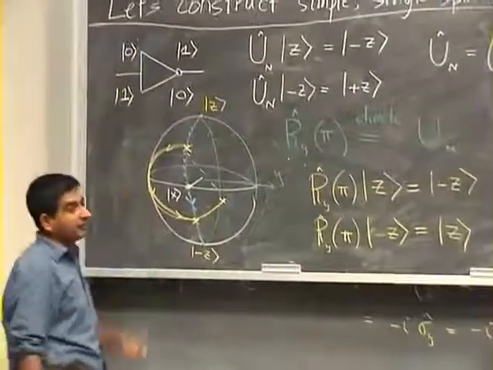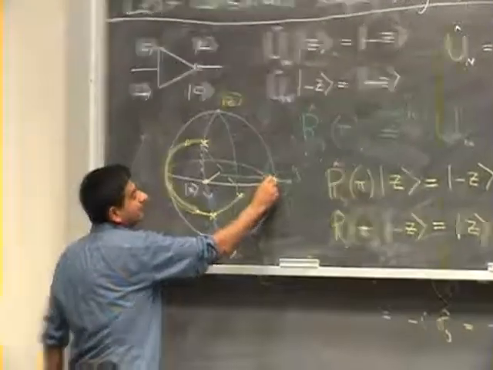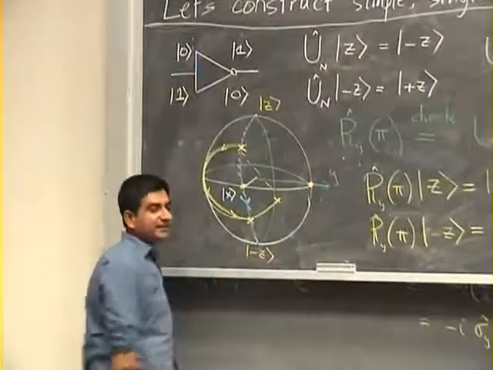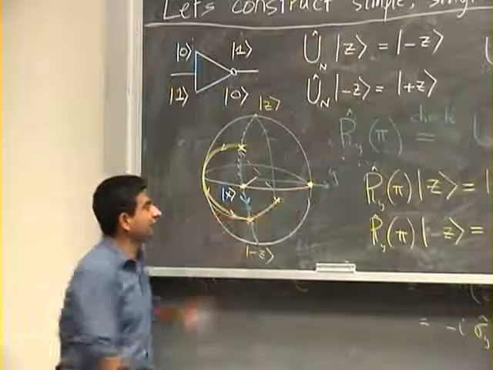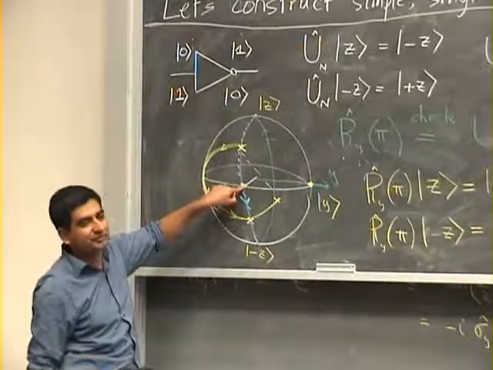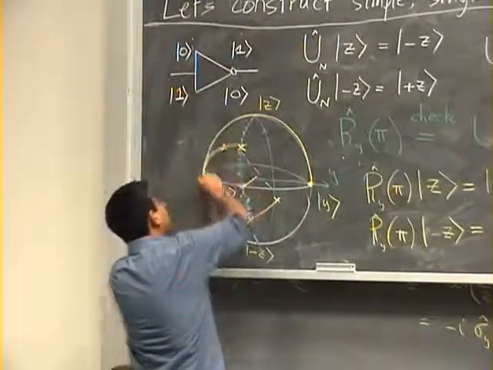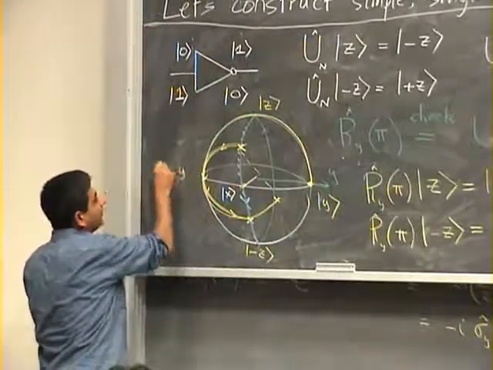So that will not make a NOT gate. Suppose you're here. Let's keep it simple. Suppose this is your state. Your initial state is y, and this is your axis of rotation. Where will you end up? You will go all the way here and you will end up at minus y. This is simpler to understand, okay?